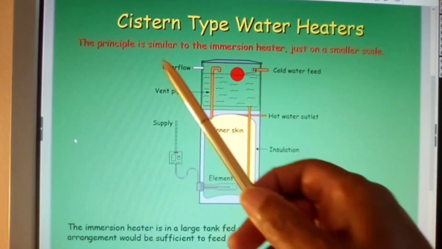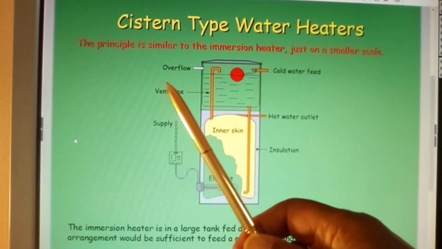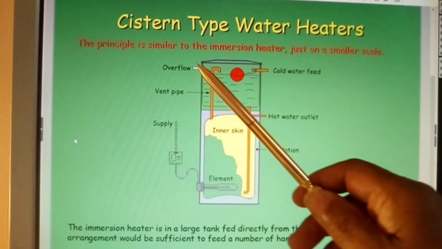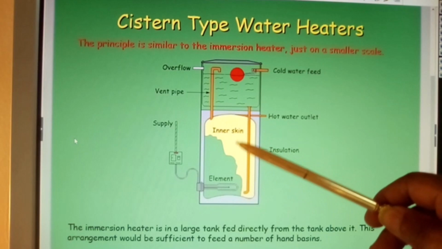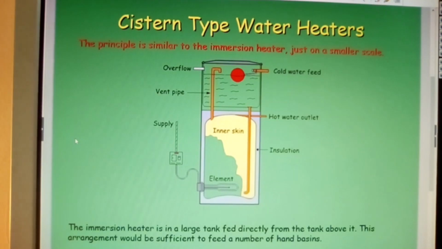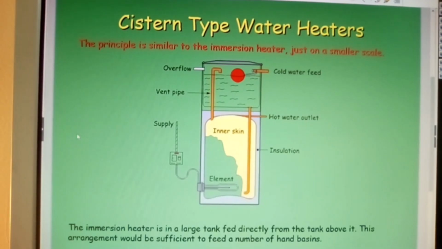Okay. The principle is similar to the immersion heater, just on a smaller scale. Overflow. Okay. Now this tank here would normally be lagged. Well, we're lagging the whole thing these days in about 2 or 3 inches of thick foam to keep the tank warm and to keep the heat in. So the idea here is to minimize use of electricity. The immersion heater is in a large tank fed directly from the tank above it. This arrangement would be sufficient to feed a number of hand basins and your bath water, of course.